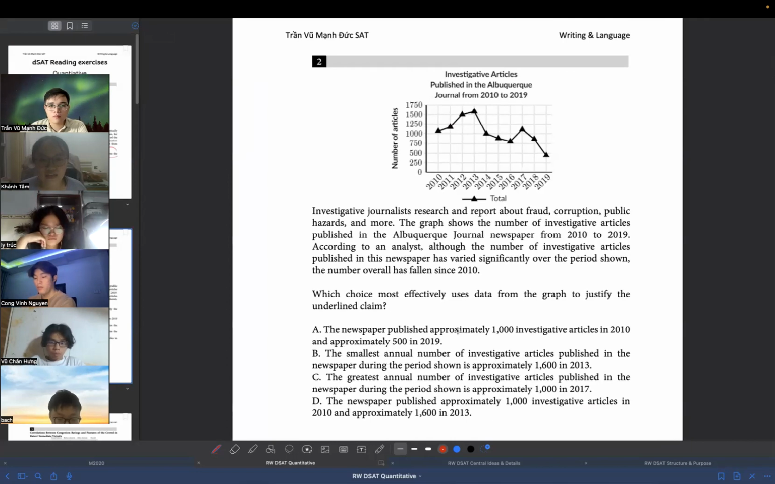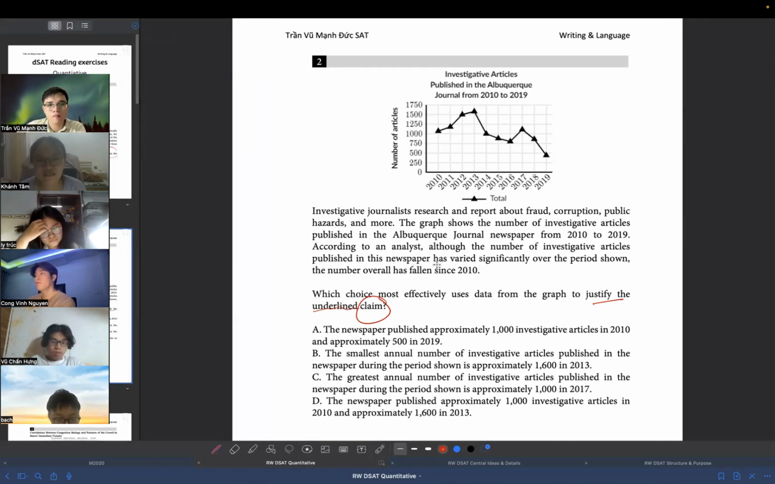I choose A. 2A. Which choice most effectively used? Justify. Oh, wait, what's the claim? Can you find me the claim? If I haven't have this underlined, I'm going to fix this later. But where's the claim? Do you know?